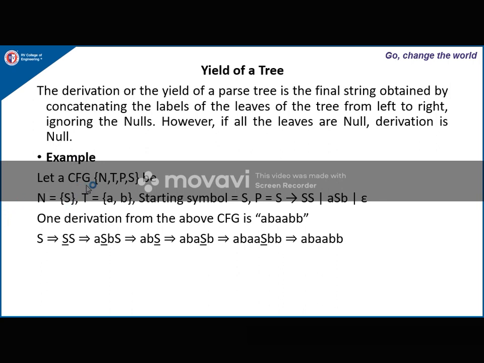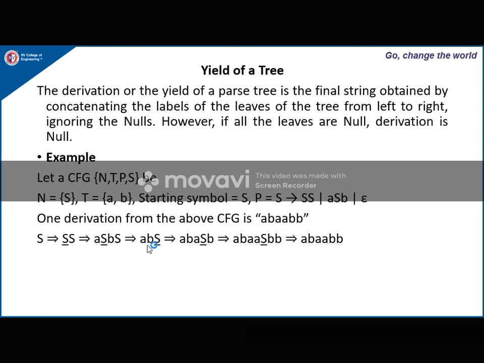Suppose, for example, the CFG is given by the productions S derives SS or S derives ASB or epsilon. One derivation from this CFG is ABAABB. So, the productions used at every step, you can show using this notation, that is S derives SS. I start with the production S derives SS, and for the first S I replace by ASB. So, ASB and this S as it is. Next for S I replace by epsilon.